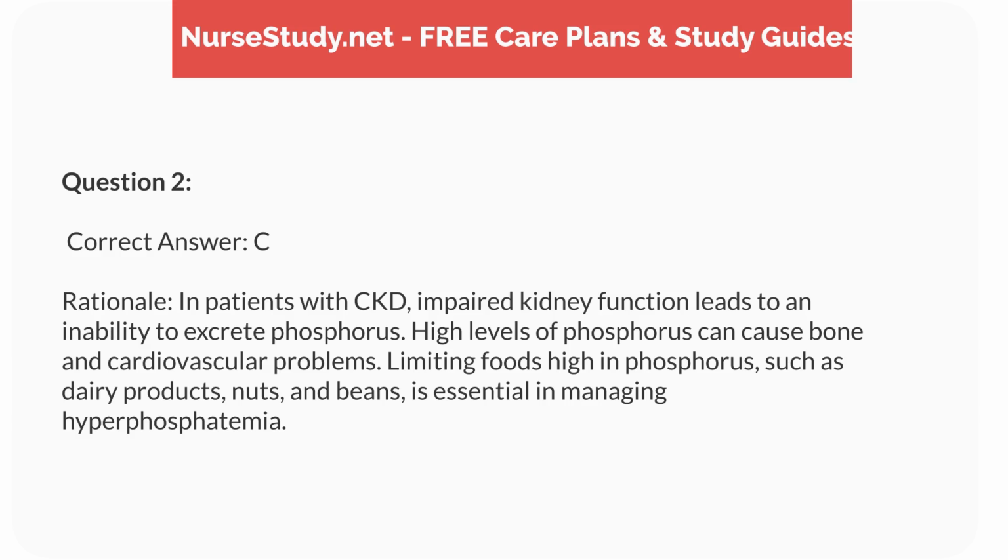Rationale: in patients with CKD, impaired kidney function leads to an inability to excrete phosphorus. High levels of phosphorus can cause bone and cardiovascular problems. Limiting foods high in phosphorus, such as dairy products, nuts, and beans, is essential in managing hyperphosphatemia.